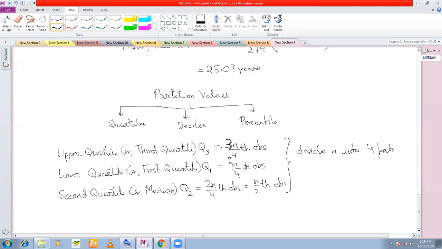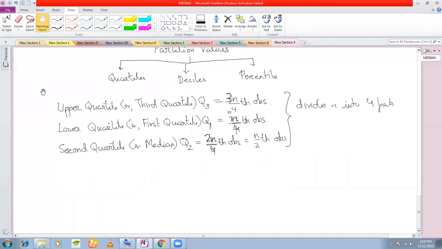Similarly, the first quartile divides the total observations into 4 parts. For the median, since we are taking the middle value, that is why we are taking 2n by 4. We are dividing first by 4 and then taking 2 parts. So that is why it is the n by 2th observation. So quartiles divide the entire observation into 4 parts.